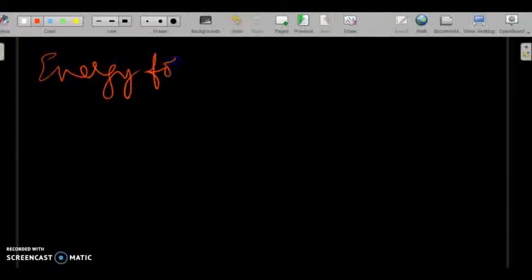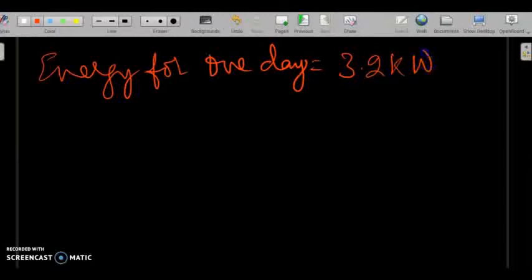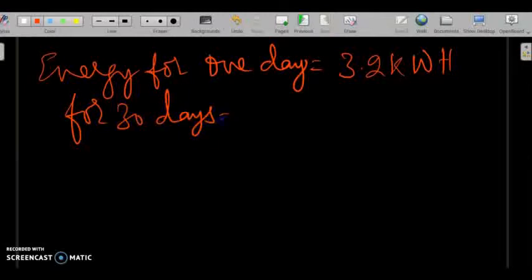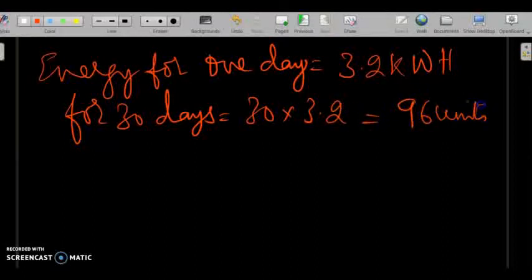Energy for 1 day is equal to 3.2 kilowatt hours, kWh. Next one. For 30 days, it'll be 30 times 3.2 kilowatt hours. So that'll become 96 units, or 96 kilowatt hours. Kilowatt hours, and that's it.